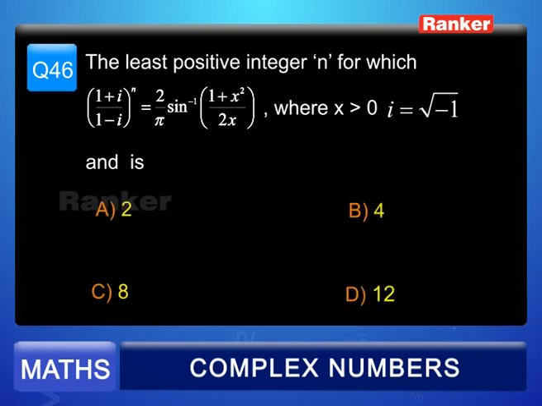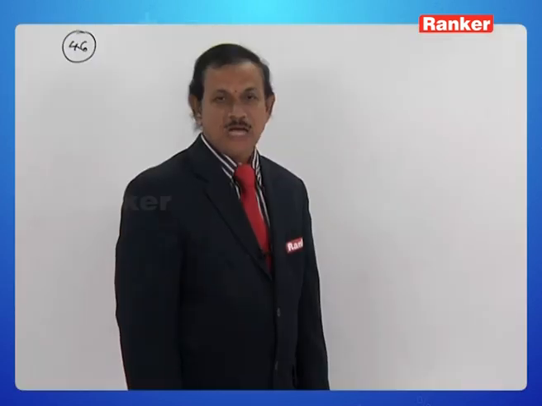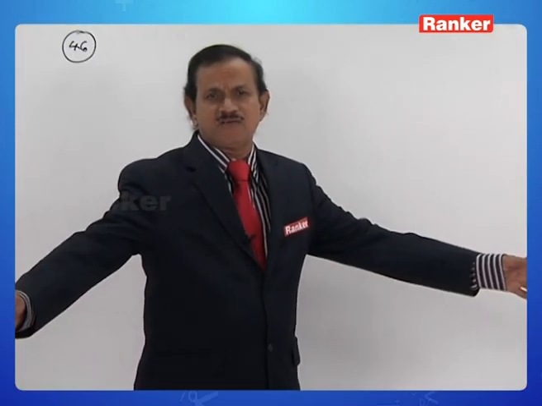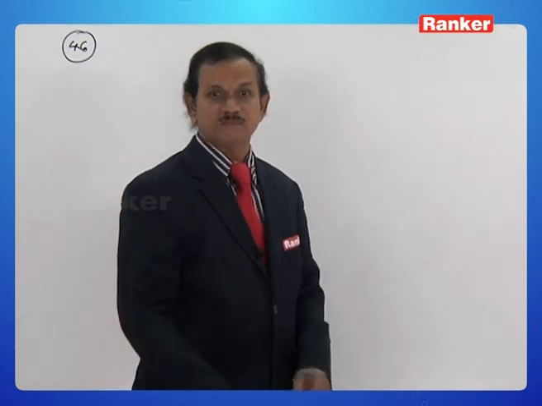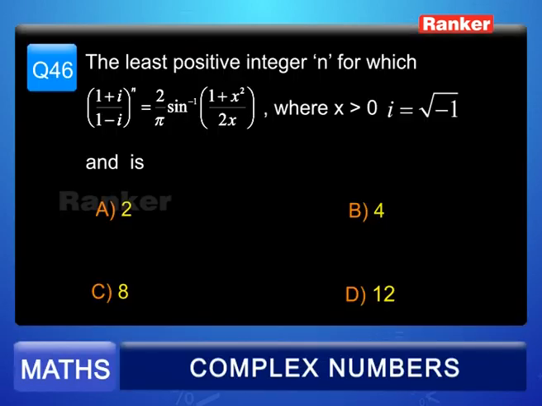Let us now see the next question. Question number 46. The least positive integral value of n for which (1 plus i by 1 minus i) whole to the power of n is equal to 2 by pi into sine inverse of (1 plus x square by 2x), where x is positive and i is the imaginary square root of minus 1, is asked. A lengthier equation has been given for us. Let us simplify that. The options given for the answers are: option A is 2, option B is 4, option C is 8, option D is 12.